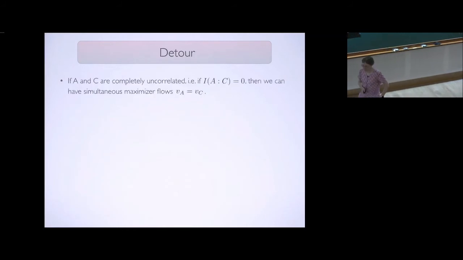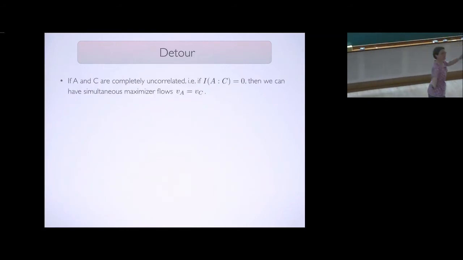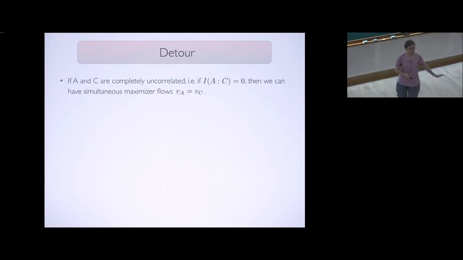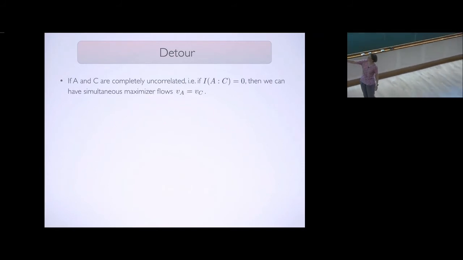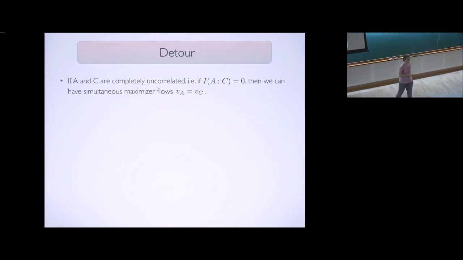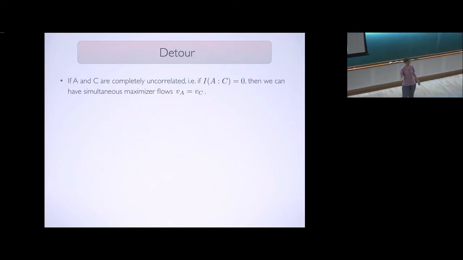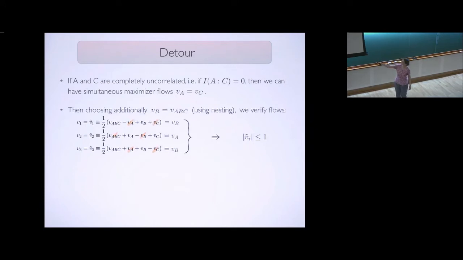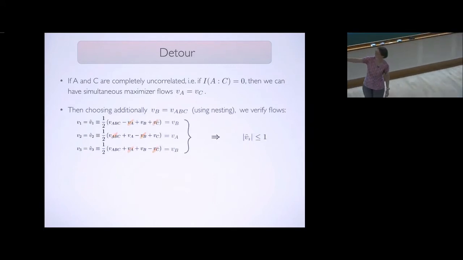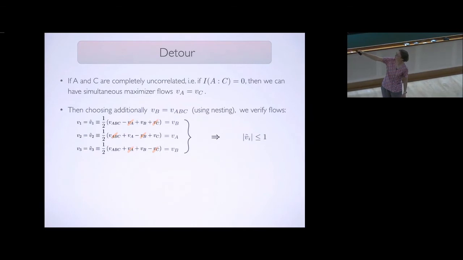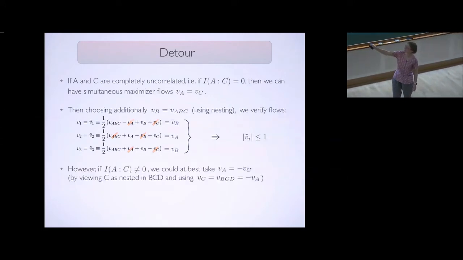Okay? Now, in fact, if there is no correlation, let's say, between A and C, you're in better shape. So in fact, you can find a simultaneous maximizer flow for both A and C. And so then you can show the norm bound is satisfied because, well, if you additionally choose the maximizer flow for B to be the same as that for ABC, then all of these 3 quantities, in fact, are described by something that is already a flow by construction. So that's great, except that you're not always guaranteed that this will be the case.